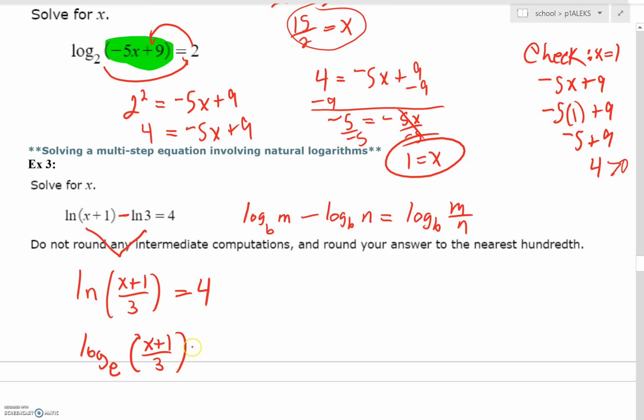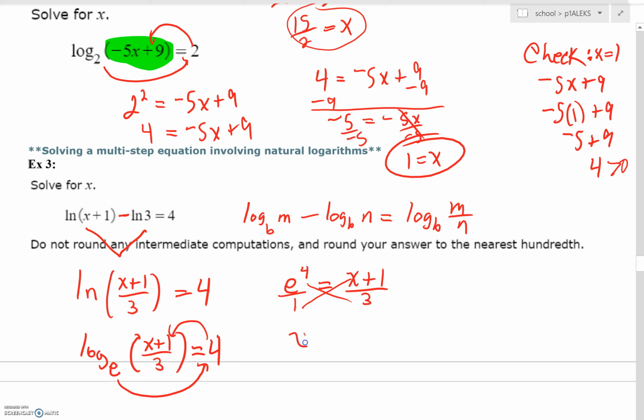And now we can do a log circle. With our log circle, we will get e to the 4th equals this fraction of x plus 1 all over 3. So on the left-hand side, we really have a fraction also. We have e to the 4th over 1. And I bring that up because now we can cross multiply.